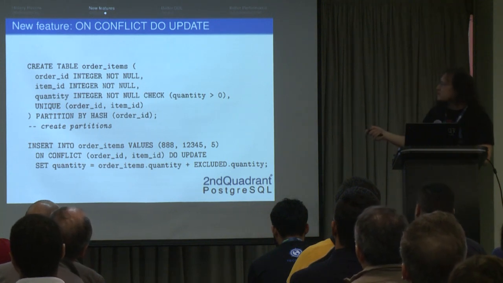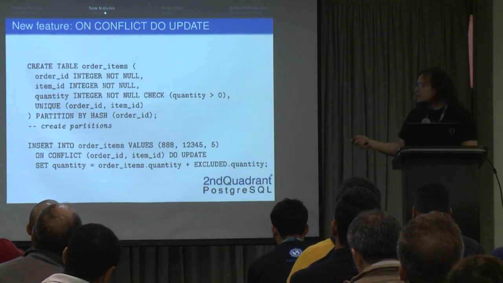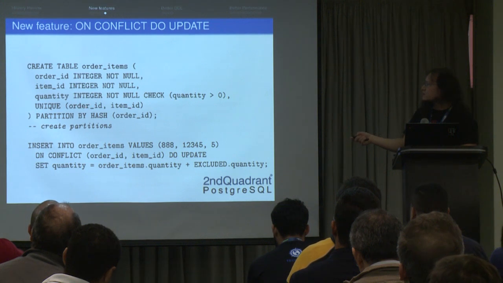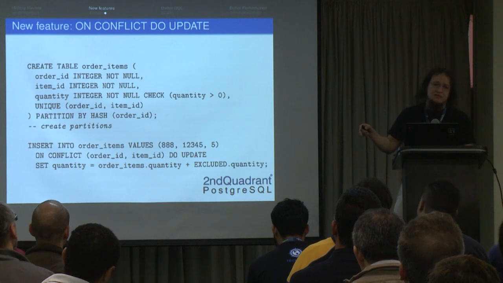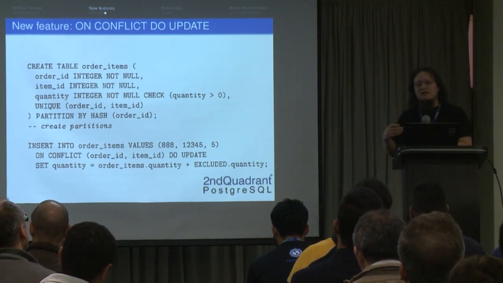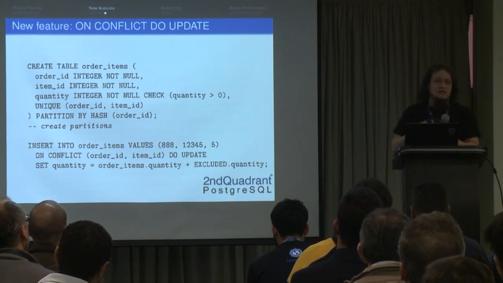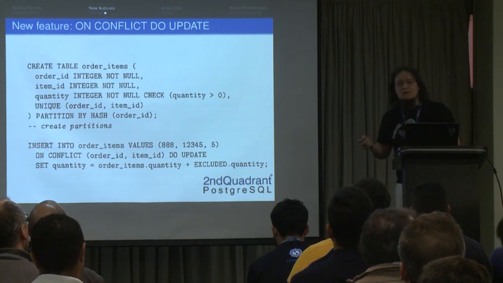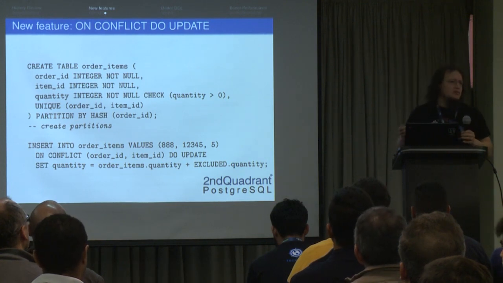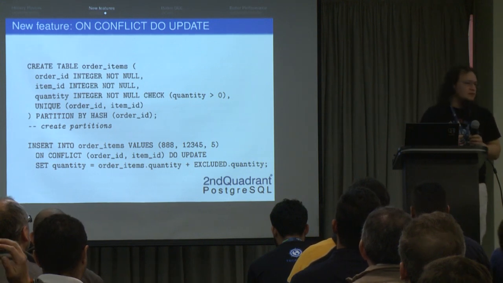But if you have declared your order_items table in the reasonable way, which is to say there is a unique constraint on order ID and item ID, you cannot have two of the same item on the same order, right? So you could, in your application, do, well, let's insert. And if it fails because the item already exists, then I want to update. So it works. You can do that.